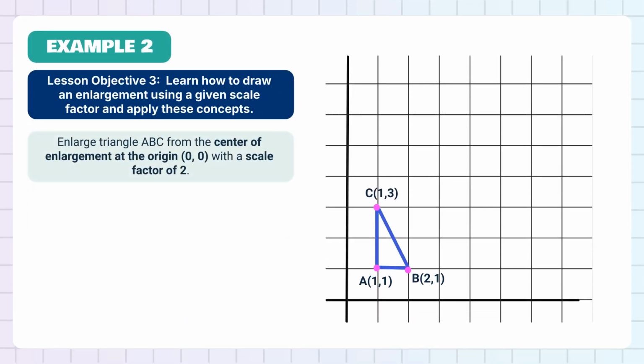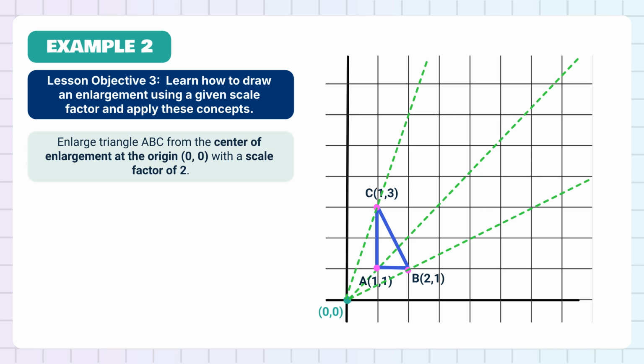Let's now illustrate this with an example using a triangle. Imagine a triangle ABC with vertices at A (1, 1), B (2, 1), and C (1, 3), and a center of enlargement at the origin (0, 0), with a scale factor of 2. We start by drawing lines from the origin (0, 0) through each vertex A, B, and C.